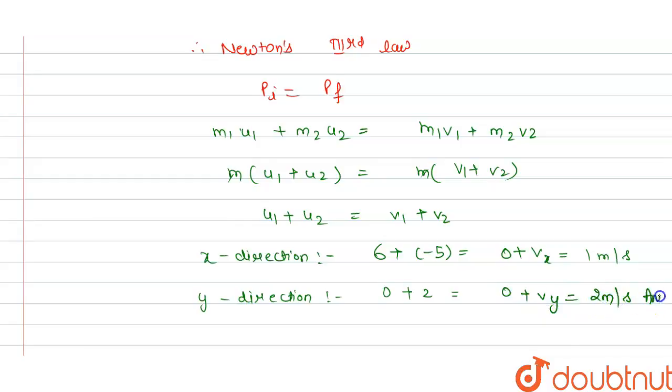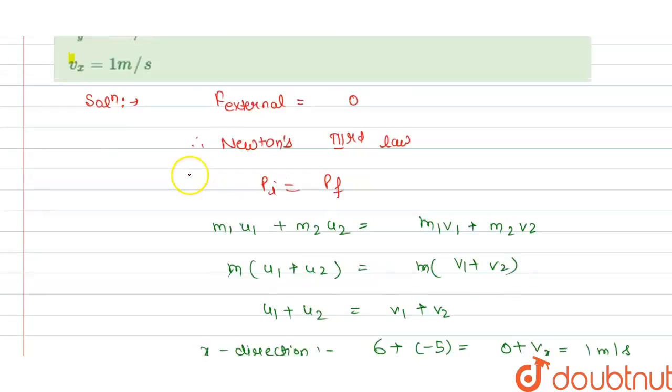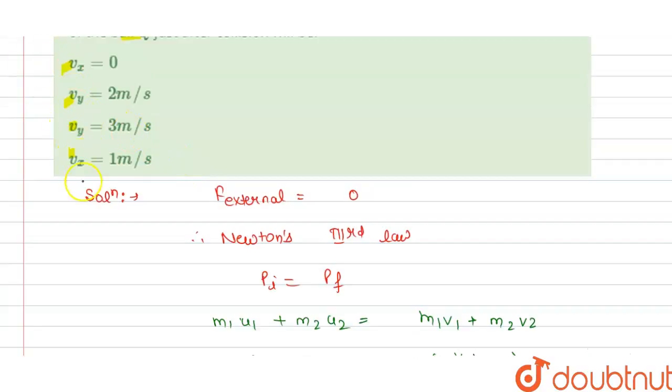So this is the answer for this question. Now we check which option is correct here. Velocity in the x direction is 1 meter per second and velocity in the y direction is 2 meter per second. So B and D are the correct options.